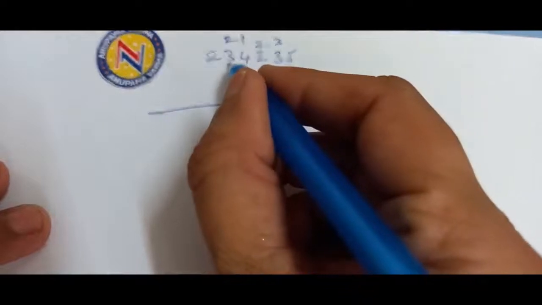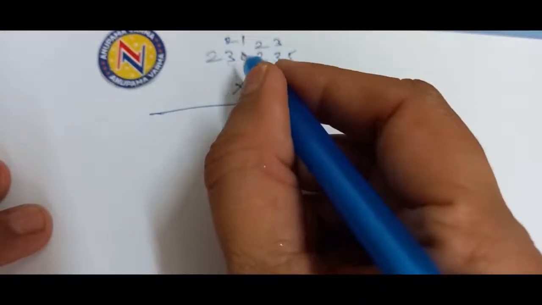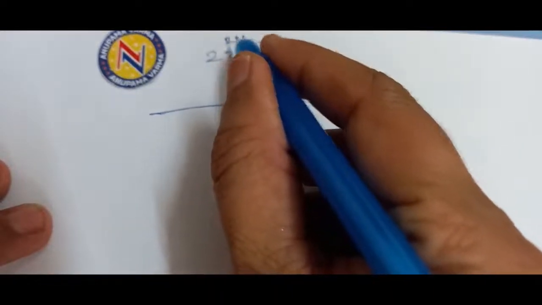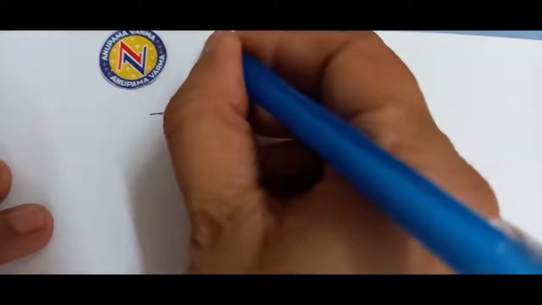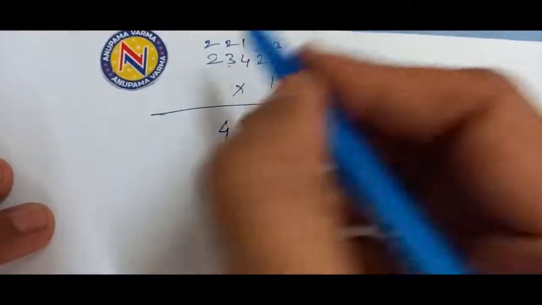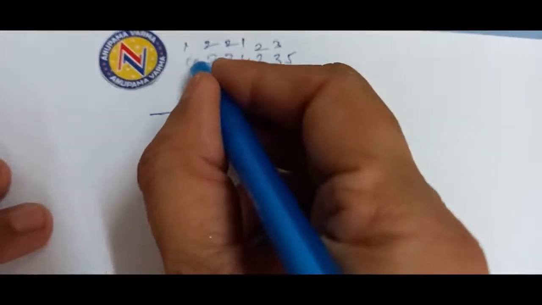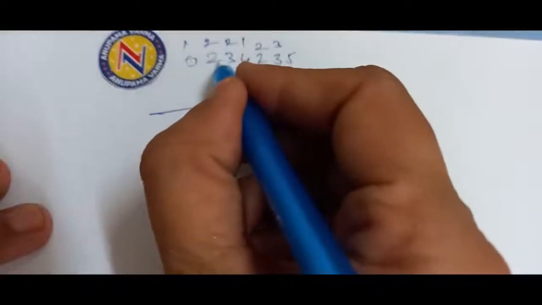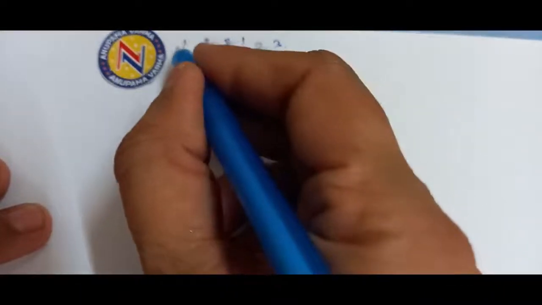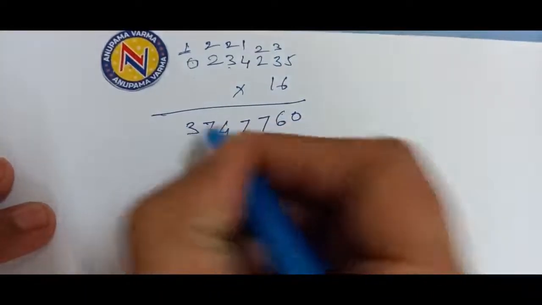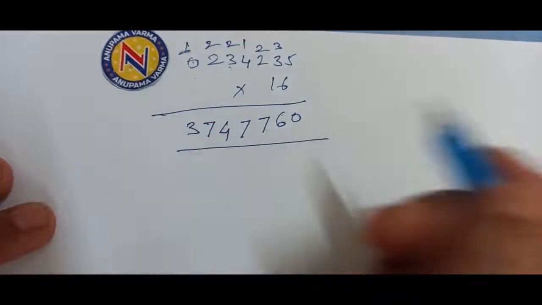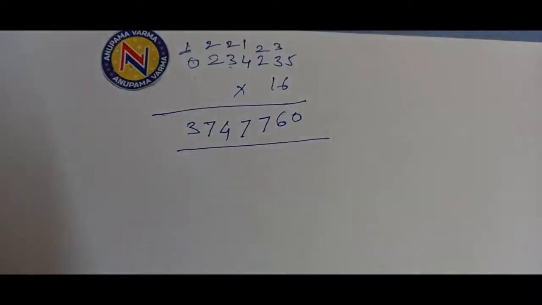6 3 is 18. 18 plus 4 is 22, plus 2 is 24. 4 here, 2 carry over here. 6 2 is 12 plus 3 is 15, plus 2 is 17. 7 here, 1 carry over here. Assume 0 here. 6 0 is 0 plus 2 is 2, no, plus 1 carry is 3. So the answer is 3747760. So simple, no? Let's see one more example.